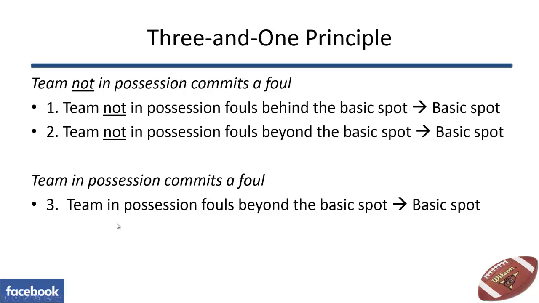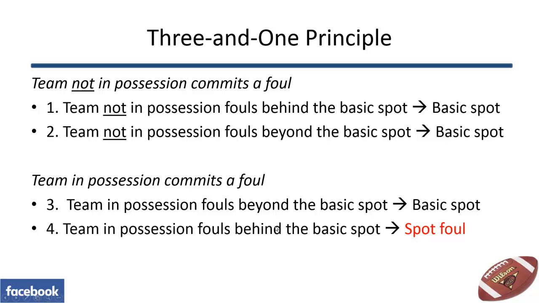If a team in possession commits a foul behind the basic spot, that foul is enforced from the spot of the foul. This is why it's called the 3-and-1 principle: in three of the situations, the foul is enforced from the basic spot, and in the one situation where the team in possession of the ball commits a foul behind the basic spot, that foul is enforced from the spot of the foul.